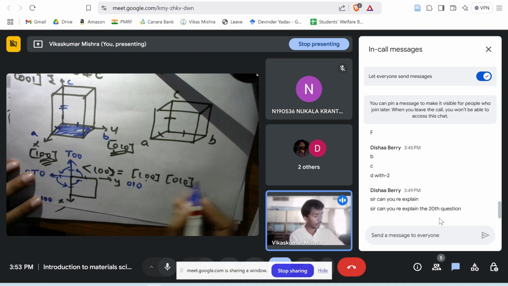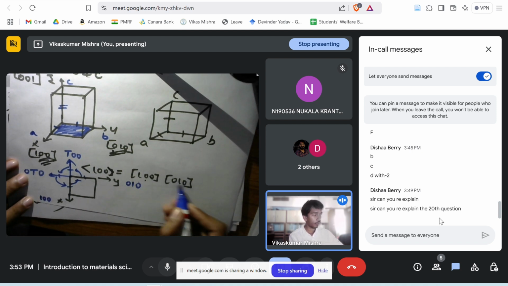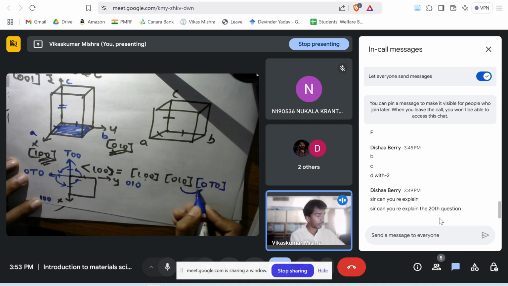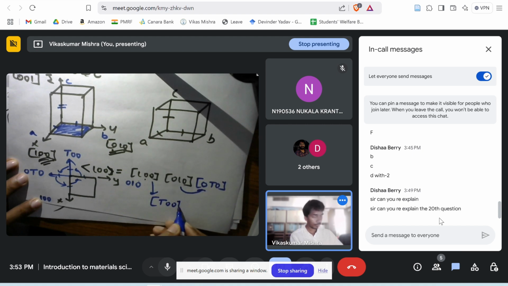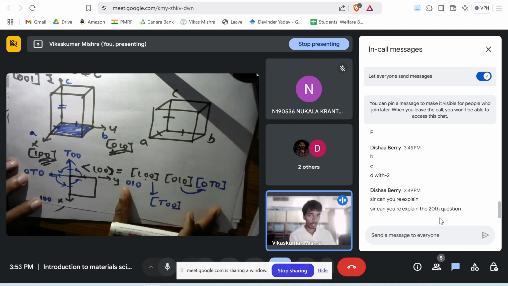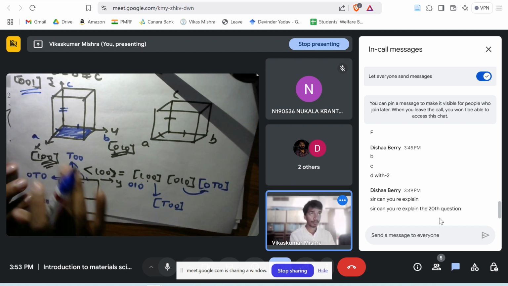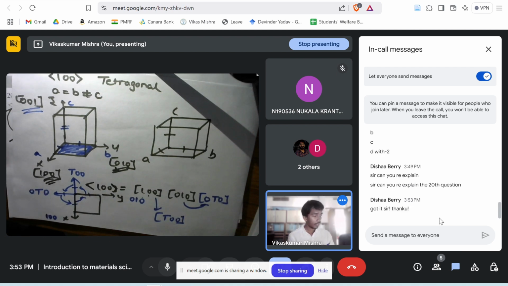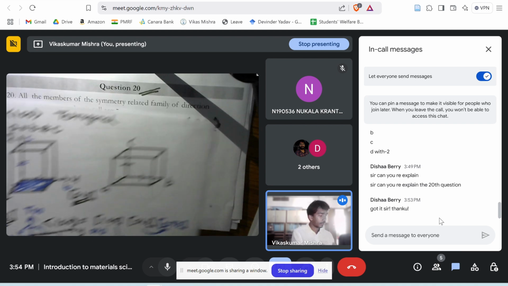So here, along with 100 and 010, I will also include 01 bar 0, that corresponds to this, and also the 1 bar 00. So these four will correspond to this particular family. Right? Great. So with that we have solved this question.